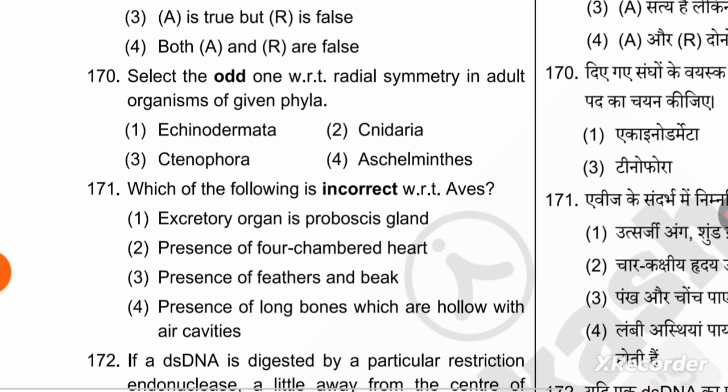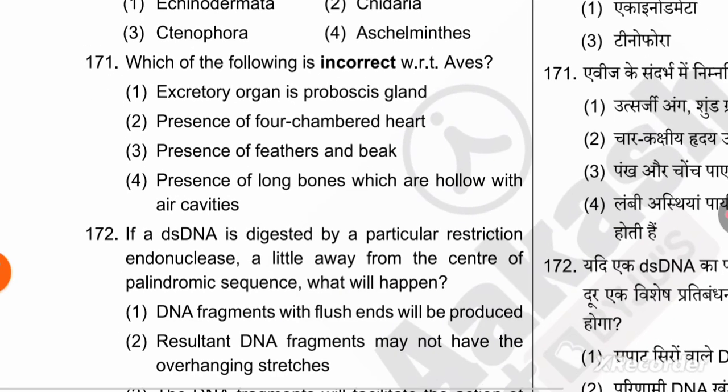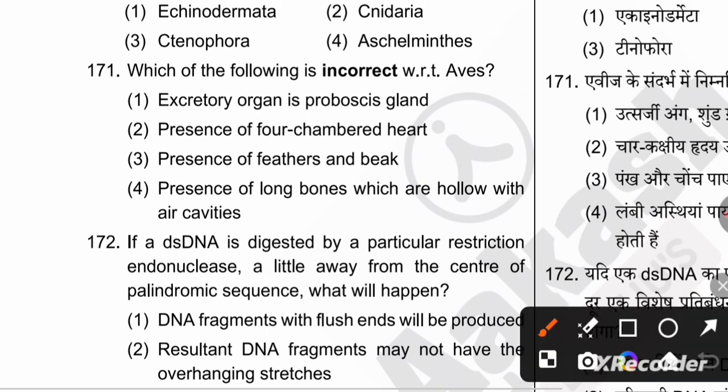170th question. Select the odd one with respect to radial symmetry in adult organisms of the given phyla. So the odd one we can find is Aschelminthes, because in Aschelminthes we can find bilateral symmetry, not radial symmetry.